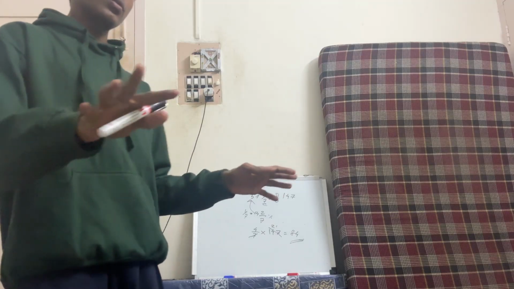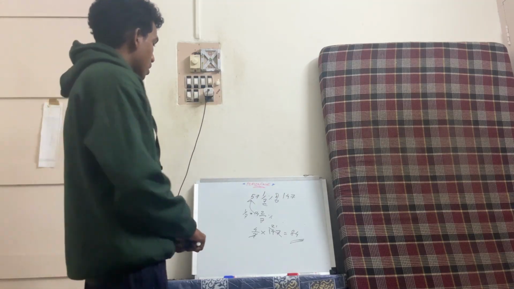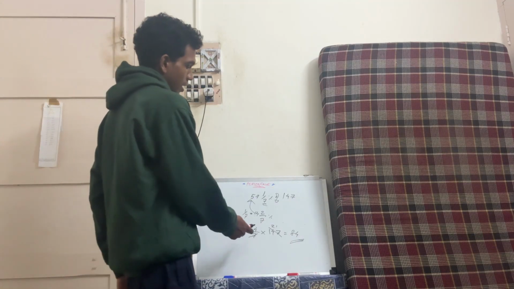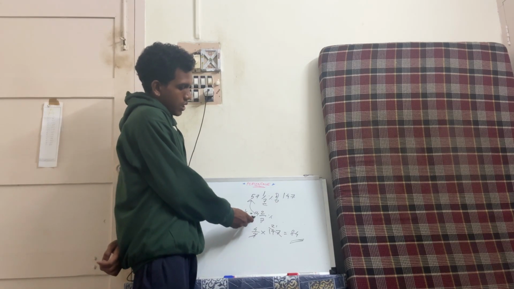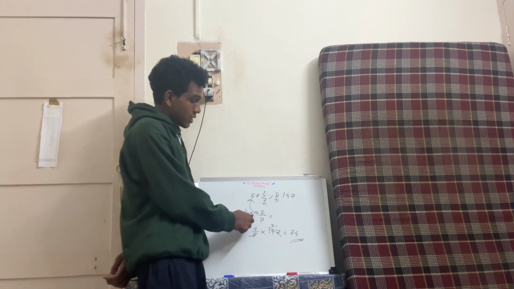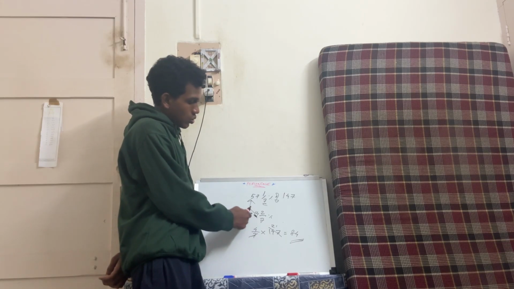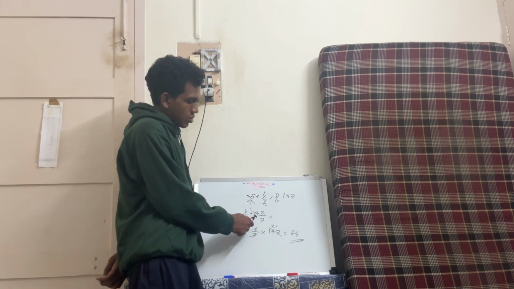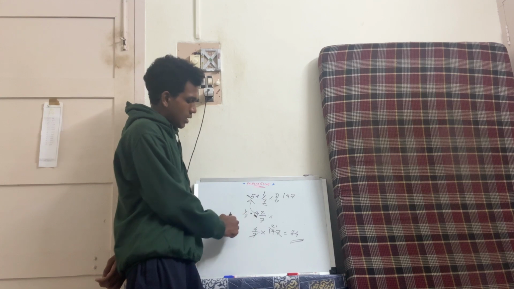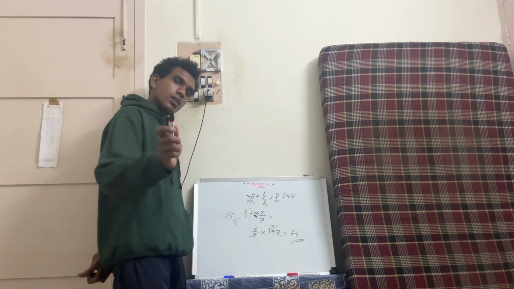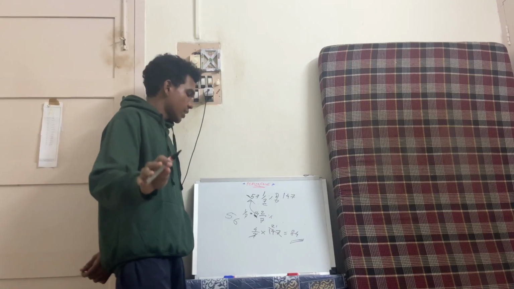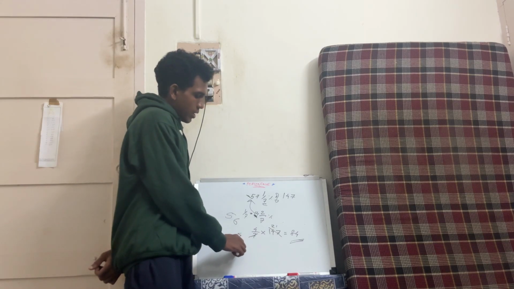Okay, do you get the thing I did? First I check which multiple of this number is near to this number. So 14 into 4 is 56, that is near to 57. Then we don't need to check anything else. 4 by 7 will be the answer.